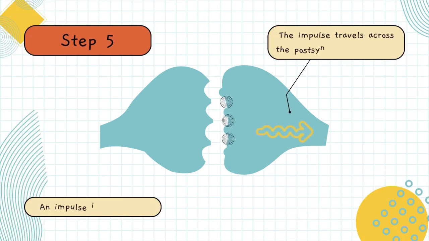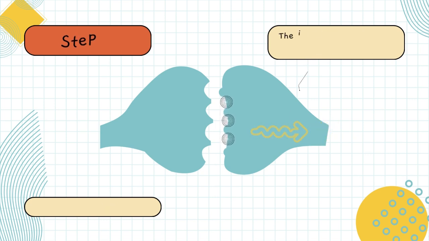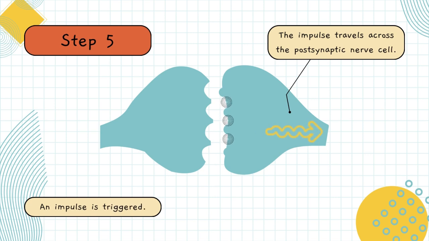Step 5. The impulse travels across the postsynaptic nerve cell. An impulse is triggered.